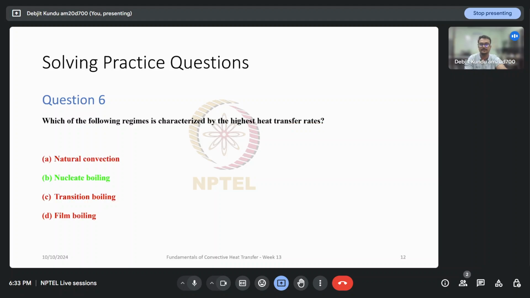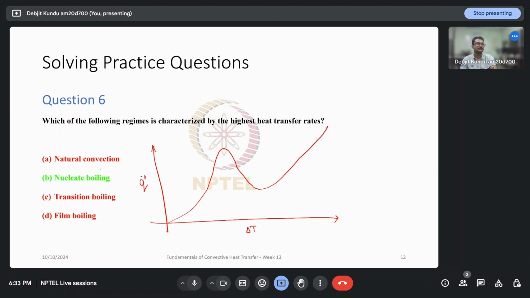So let's take a quick look at the answer. It's option B, nucleate boiling. If we go back to our pool boiling curve, where we had delta T on the x-axis and Q, the heat transfer rate, on the y-axis, it started off like this. Then at the onset of nucleate boiling, it went up. Post-transition, it dropped down to the Leidenfrost point and again went up. Among all the options given, this is the point where it reaches the peak, and that is associated with nucleate boiling, which is why option B is the correct answer. Right, so let's move on.